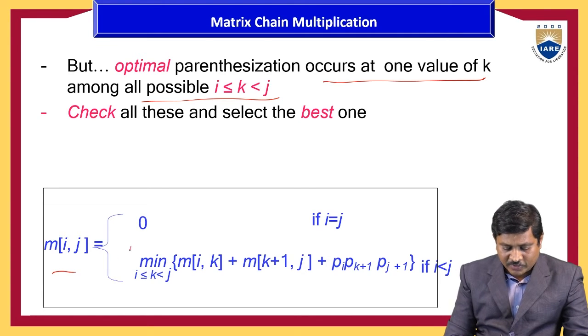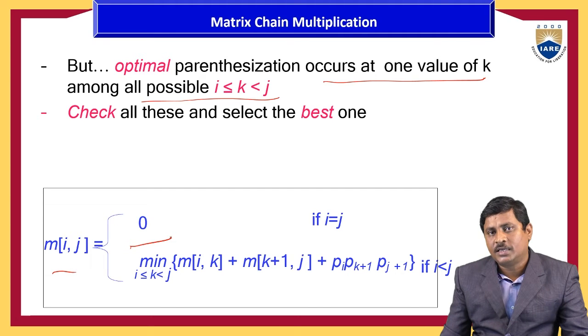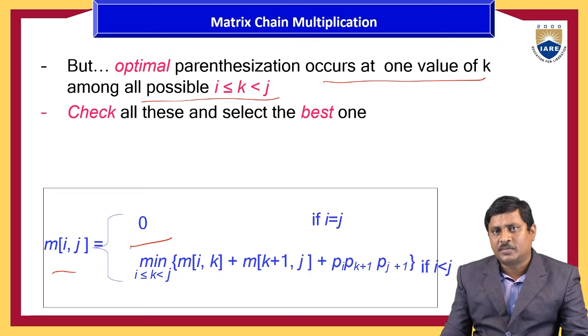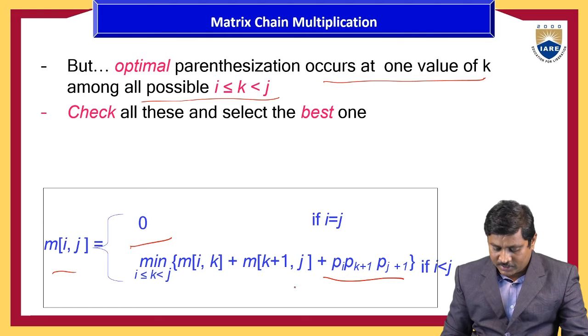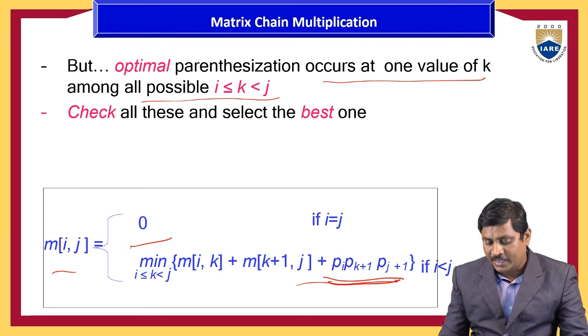So the formula for m[i,j] is 0 if i equals j, and the minimum over i ≤ k < j of m[i,k] plus m[k+1,j] plus p(i-1) into pk into pj. This is the formula for finding the m[i,j] value.